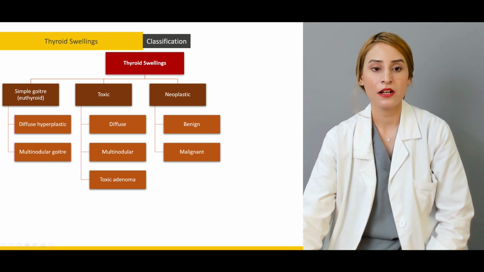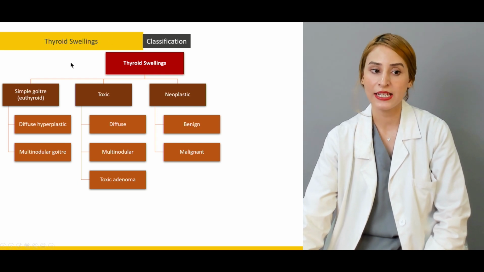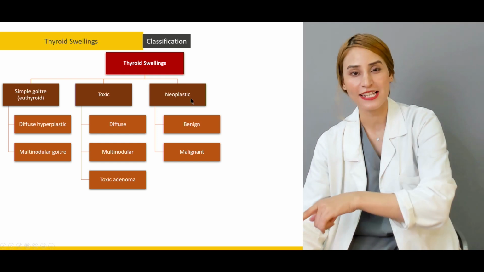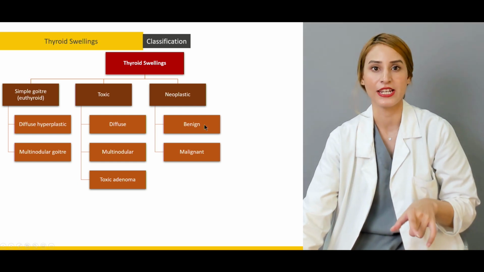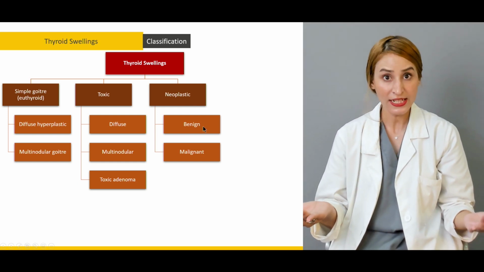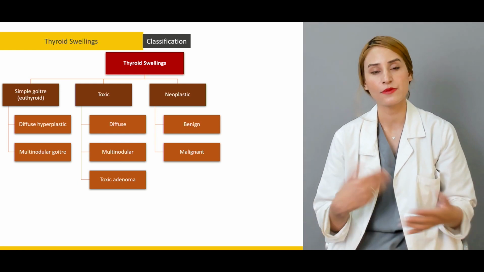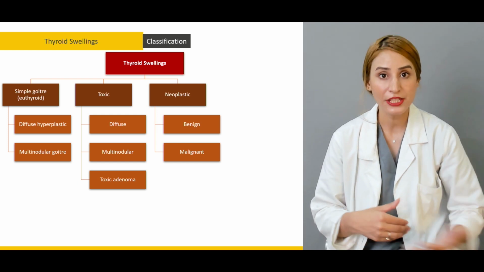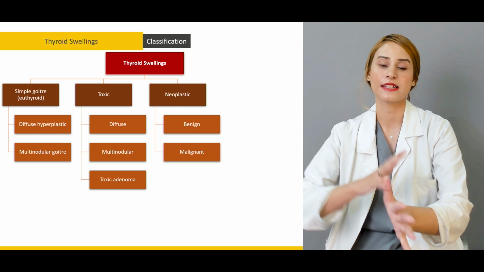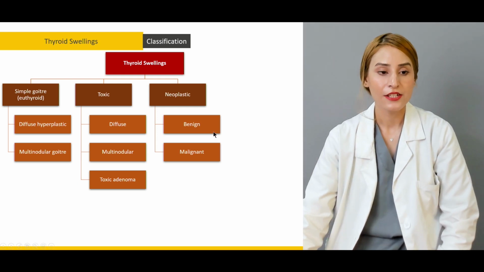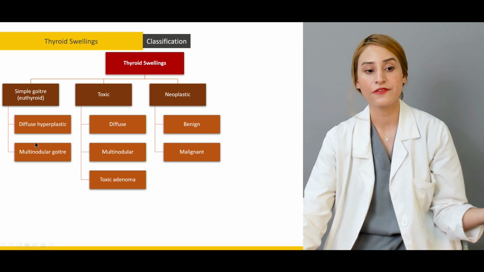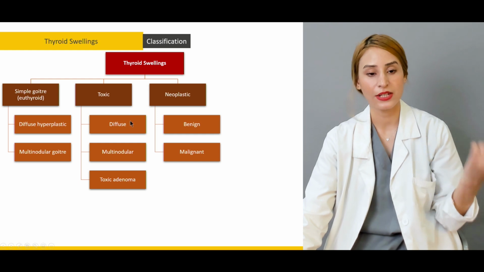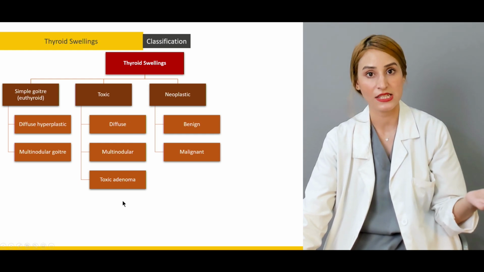So again, looking at this classification, the thyroid swelling can be a simple goiter, it can be toxic, or it can be neoplastic. But there is another classification which involves the infective pathology as well, because there can be a thyroiditis. It can be an autoimmune Hashimoto thyroiditis. It can be de Quervain's thyroiditis, which is called subacute thyroiditis. That is the infective etiology. So if we talk about the simple goiter, it can be diffuse hyperplastic or a multinodular goiter, or in case of toxic, you can have diffuse, multinodular, or a toxic adenoma.